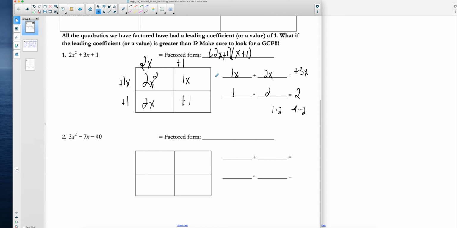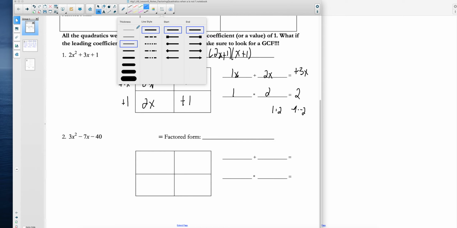So the good news is that nothing has changed. Everything that we talked about in the prior lesson is going to hold true. And you'll see this in a few examples. It just means that we're going to get some more combinations to look at. So let's go through number 2 together here. I'm just going to change colors real quick.